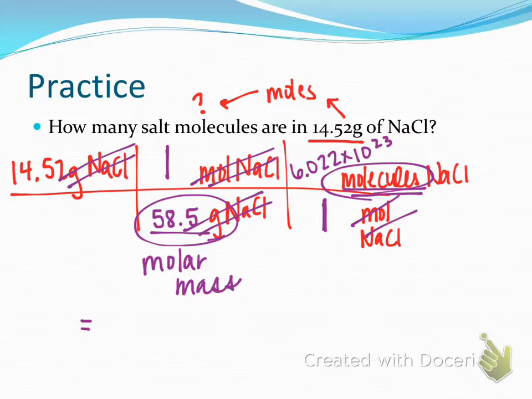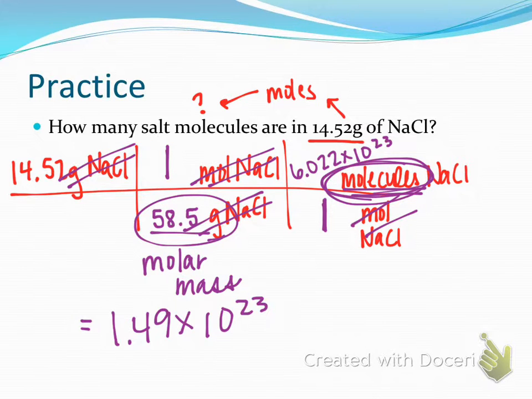Should we be expecting a big number here or a small number? We're looking at number of molecules. Should that be a small number? No, it should be a big number. It should be a huge number. 1.49 times 10 to the 23rd. You have to look to the end of your calculator. If it says E23, that means it's times 10 to the 23rd.